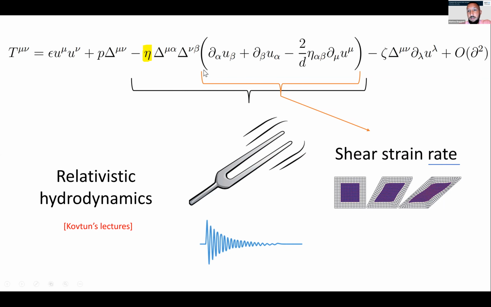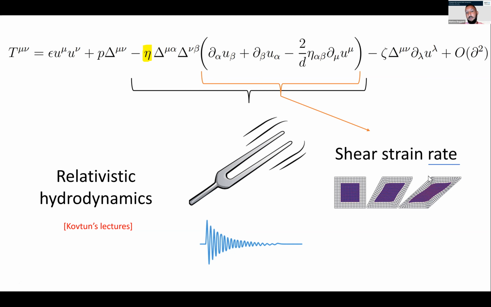Importantly, you see that this constitutive relation is nothing else than a manifestation of the same law that I wrote before. If you think that some components of the stress tensor are stresses, then this tensor in the bracket is nothing else than the shear strain rate. So it's basically the relativistic and covariant version of that object that I was writing before.